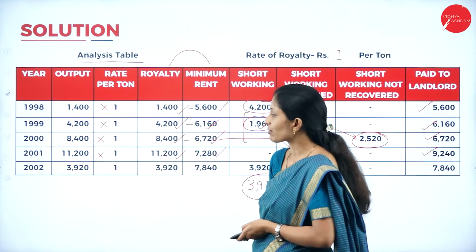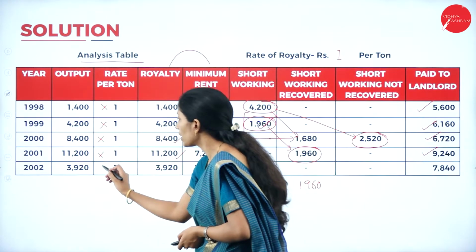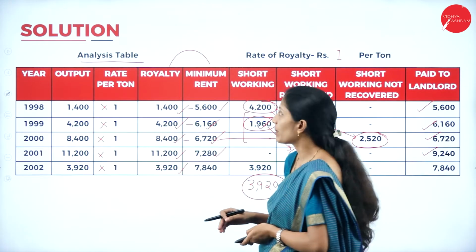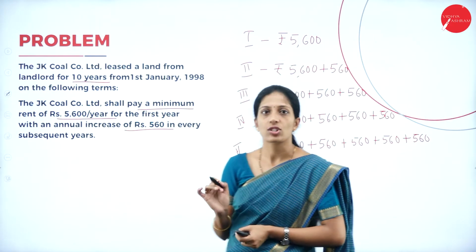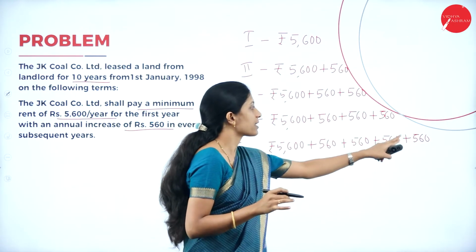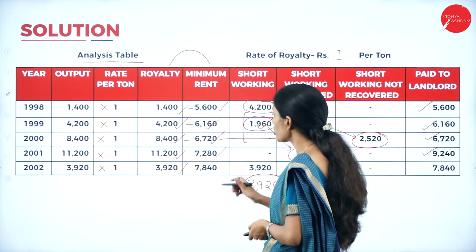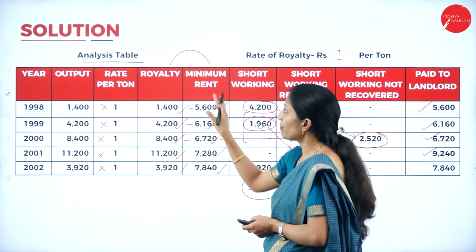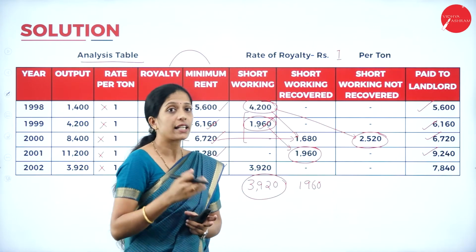Next, coming to 2002. So 3,920 into 1. So into 1 we'll get royalty of 3,920. But what is the minimum rent? So minimum rent is 5,600 plus 560 plus 560 plus 560 plus 560. So the total minimum rent is how much? 7,840. So here minimum rent is greater than royalty.